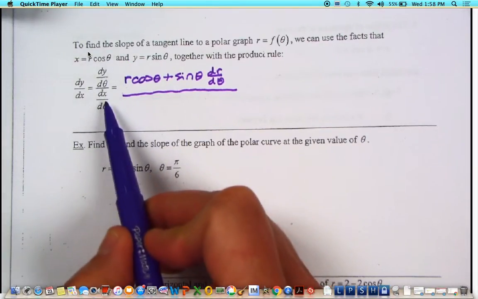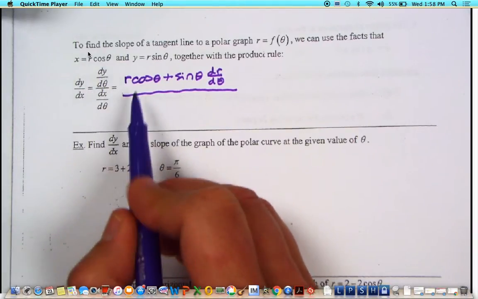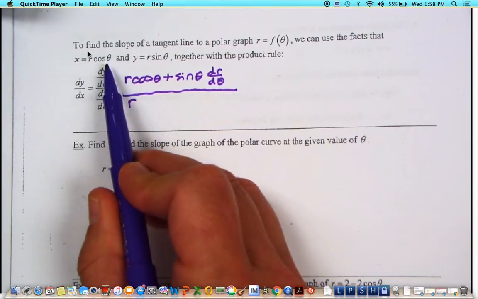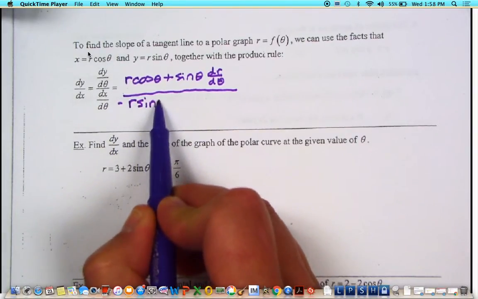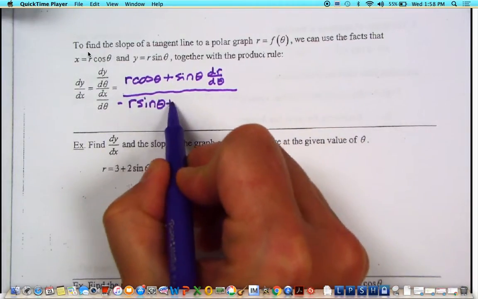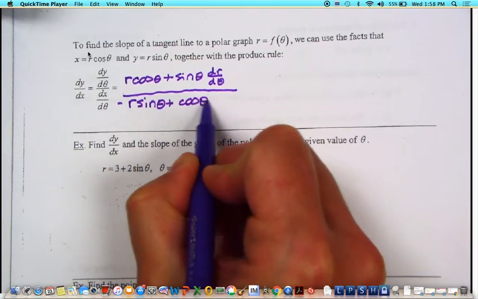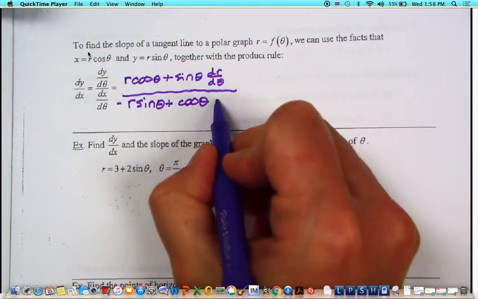Okay, so now I need to do dx d theta. So I'm going to do the first times the derivative of the second, and I'm going to put the negative out in front of the r, right? Plus the second times the derivative of the first.